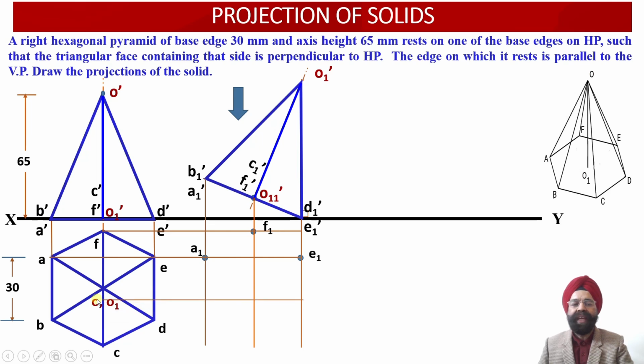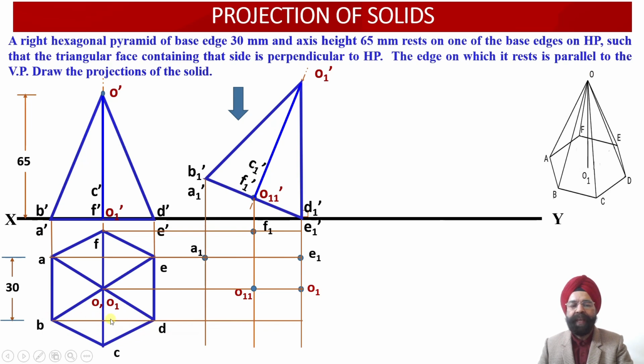Next 2 points we have over here are O and O1. So again we have drawn a horizontal projector line through the points O and O1. Now wherever this horizontal projector line drawn through O and O1 is intersected by the vertical projector lines drawn through O1 dash and O11 dash, we are going to obtain the points O1 and O11 over here. Next we have got the points B and D.